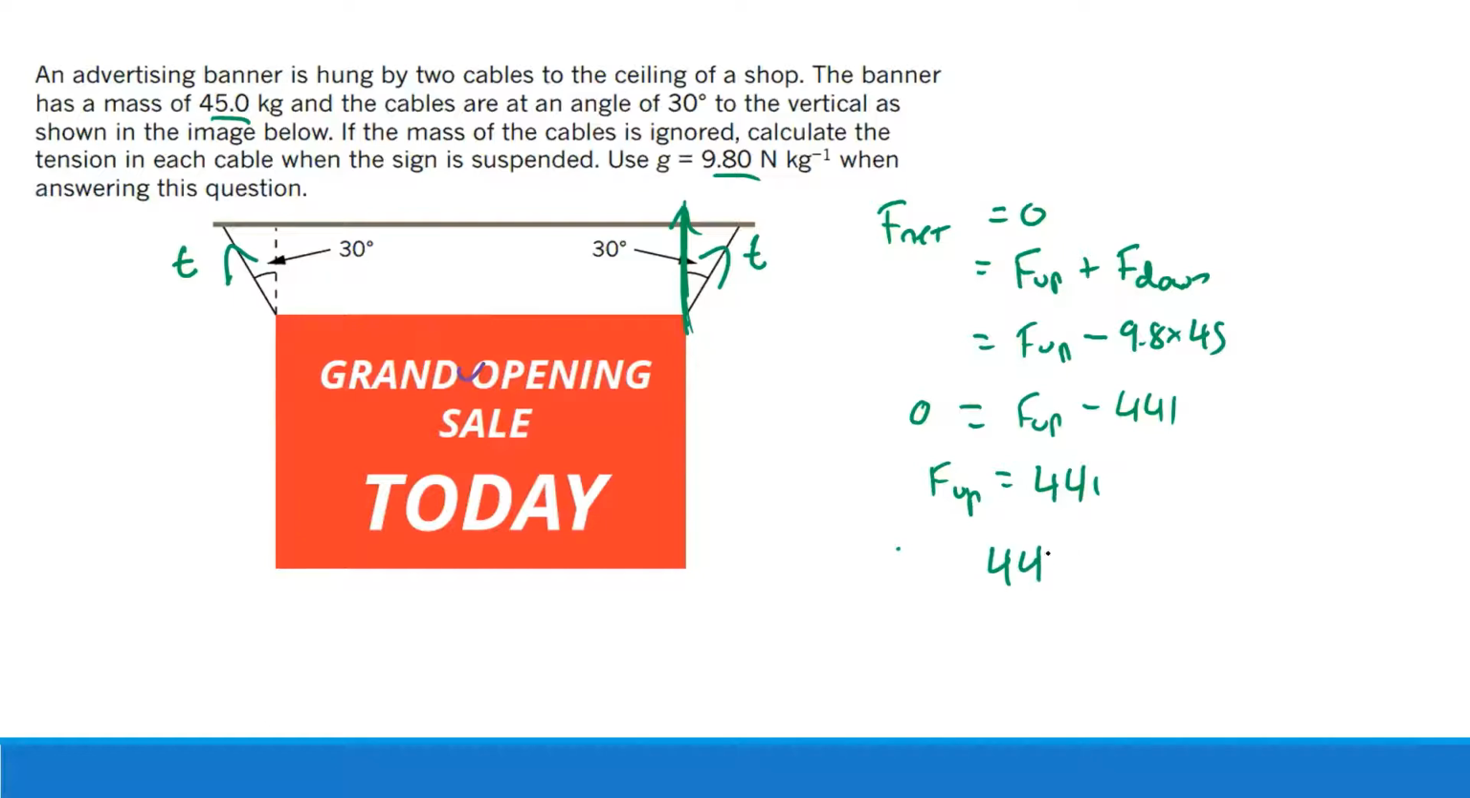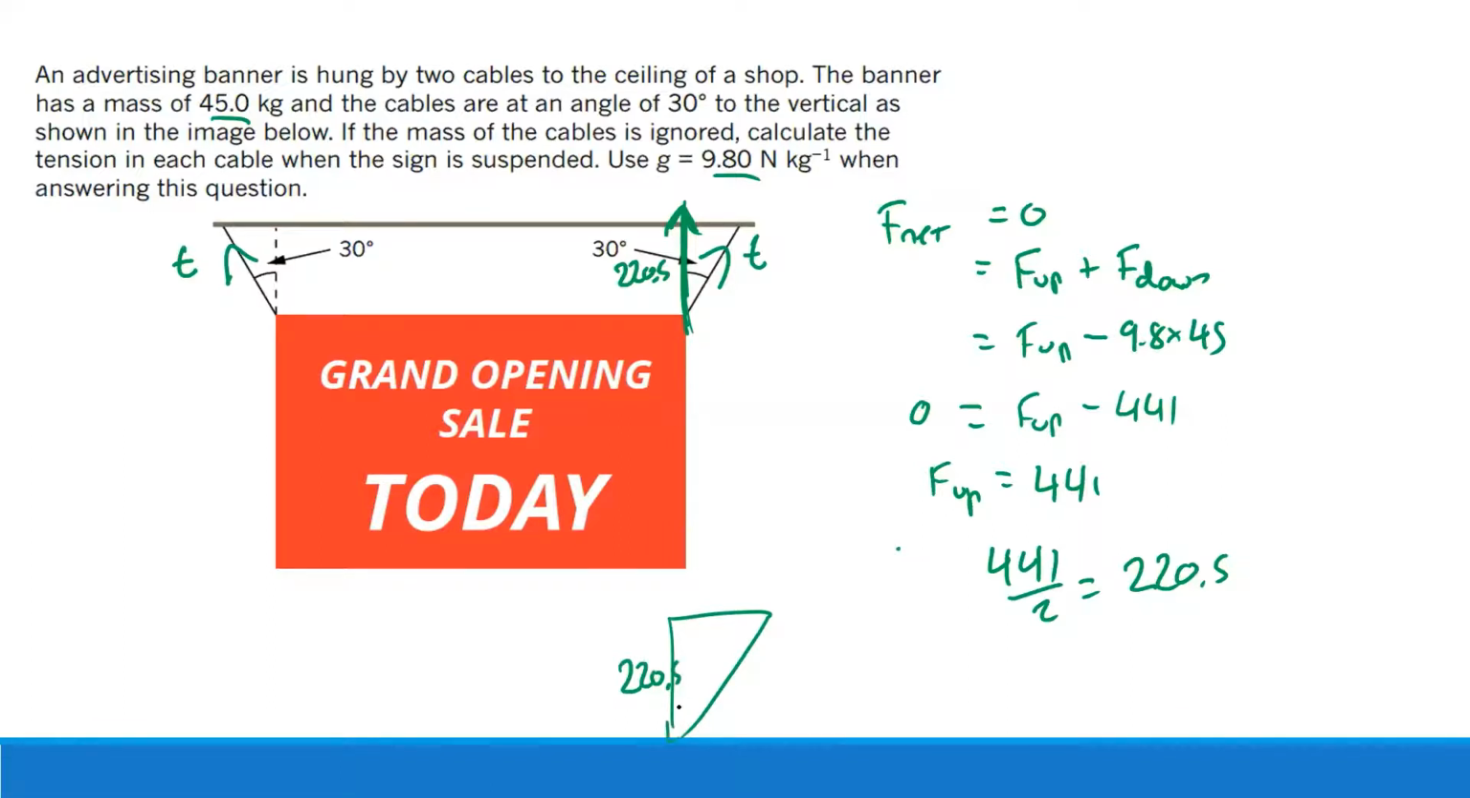So half of 441 equals 220.5. So this force upwards is 220.5 newtons. But here's the kicker. It can't apply 220.5 newtons upwards because the cable isn't straight up and down. The cable is at an annoying angle. And that means not only is it pulling upwards, but it's also pulling to the right. That pull to the right is cancelled out by the pull to the left by the other one, but we need to calculate this. So we've got this annoying angle here.